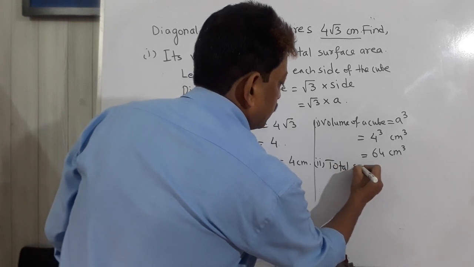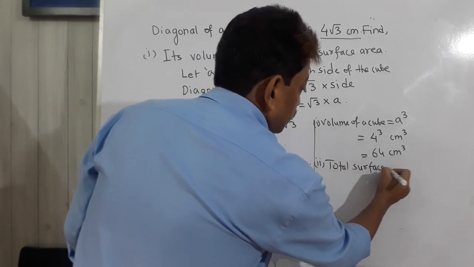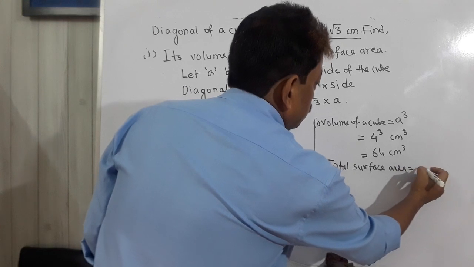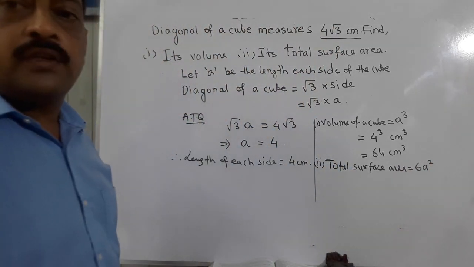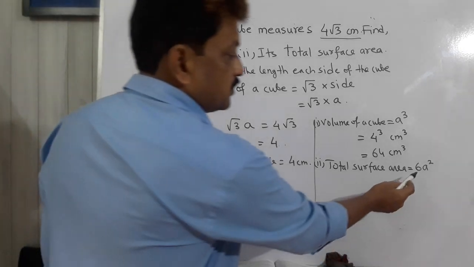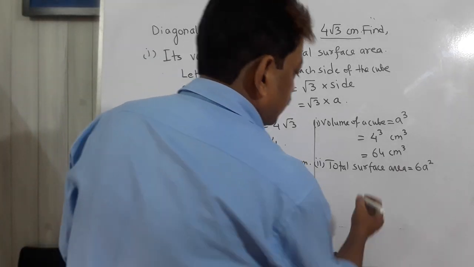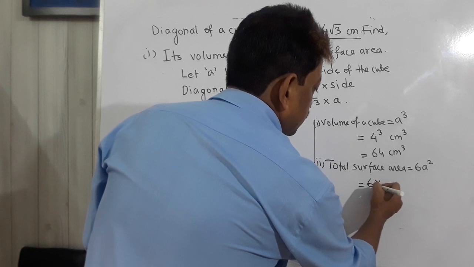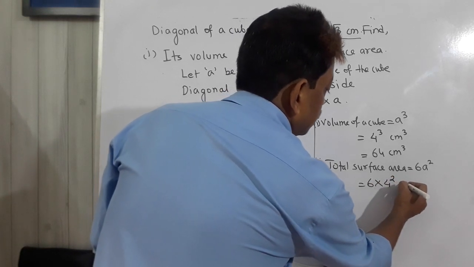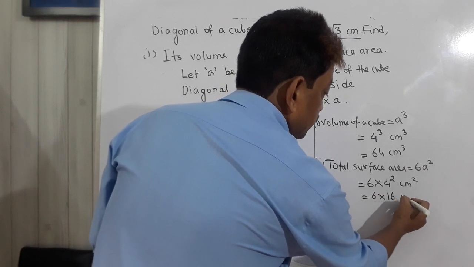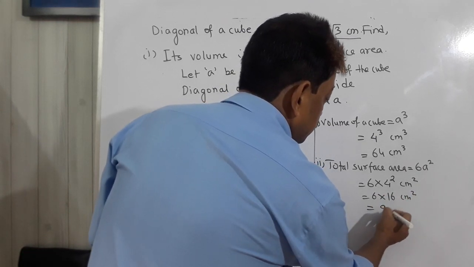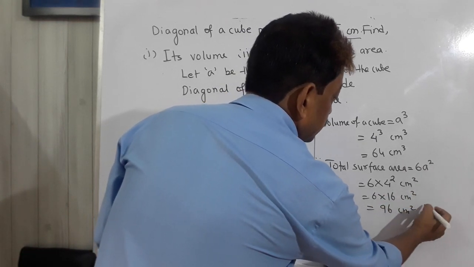Total surface area is equal to 6 into side square. The total surface area of a cube is given by the formula 6 multiplied with side square. That is equal to 6 multiplied with 4 square centimeter square. So 6 multiplied with 16 centimeter square, that is 96 centimeter square is the answer.